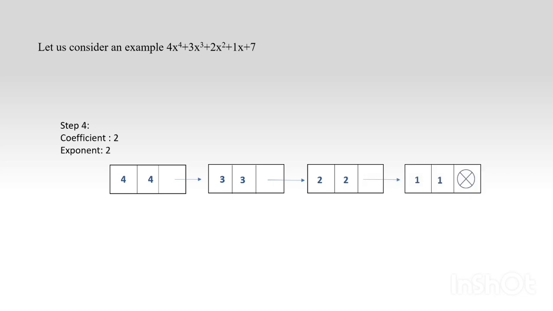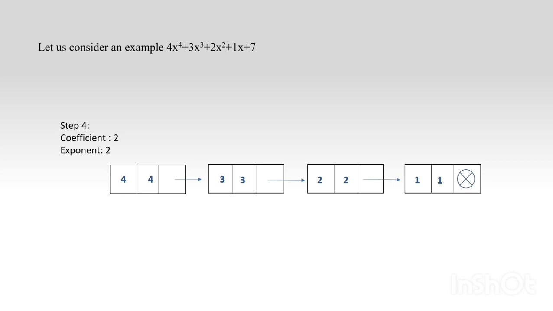The coefficient is 2, exponent is 2. What happens? The exponent 2 is smaller than the first node's exponent and the second node's exponent, but it is bigger than the last node's exponent. So it is inserted in between this node and this node. That is, the node which has the exponent 2 is inserted between the node that has exponent 3 and exponent 1.